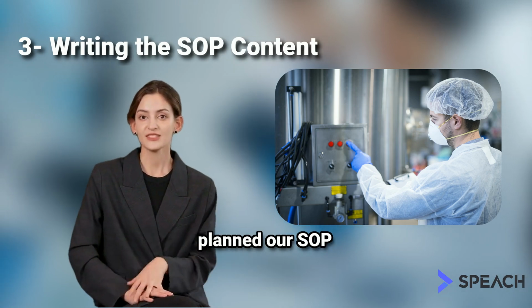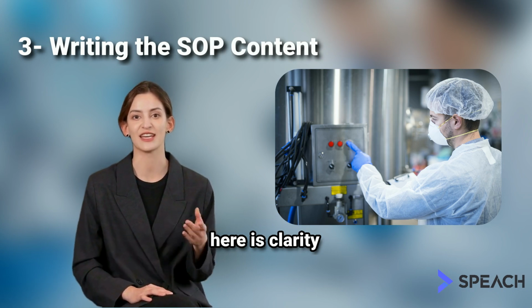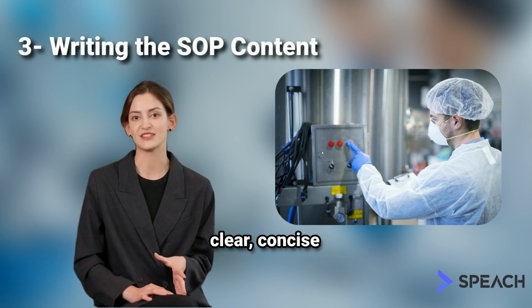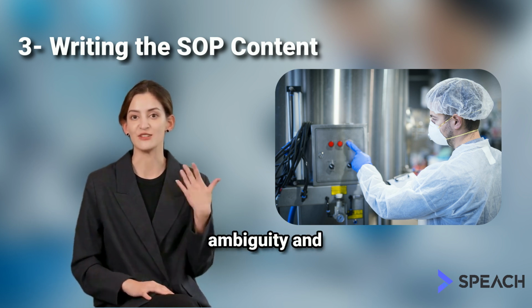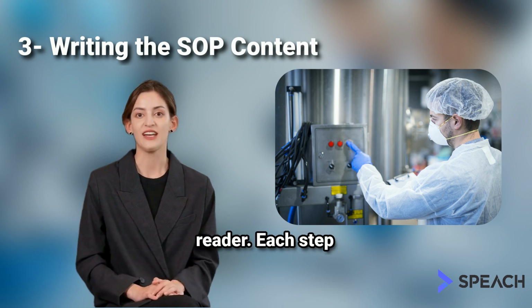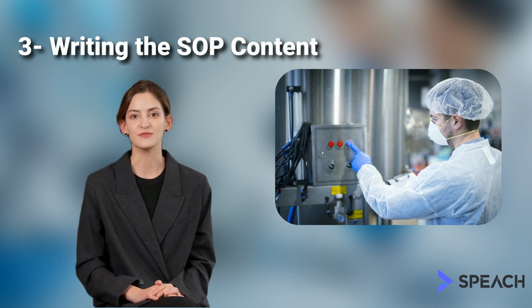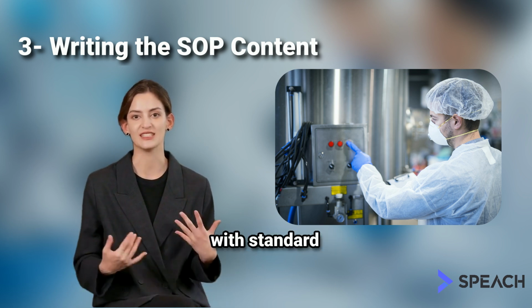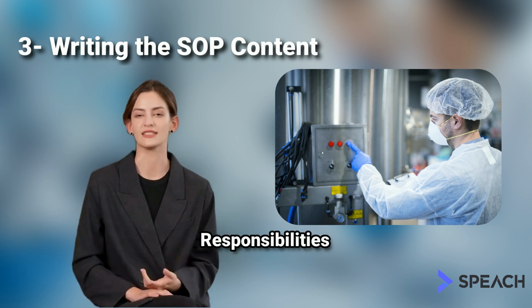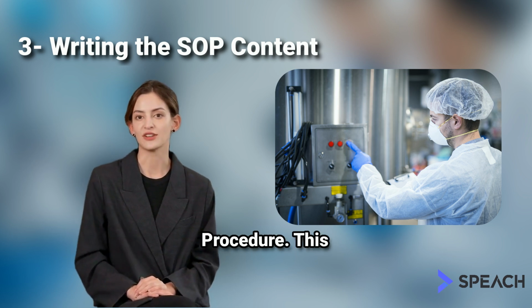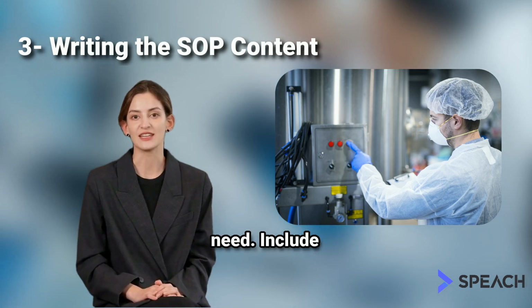Now that we've planned our SOP, let's dive into the writing process. The key here is clarity and precision. Use clear, concise, and action-oriented language. Avoid ambiguity and jargon that might confuse the reader. Each step should be clearly defined and easy to follow. Structure your SOP with standard sections such as purpose, scope, responsibilities, materials, and procedure. This organization helps readers quickly find the information they need.